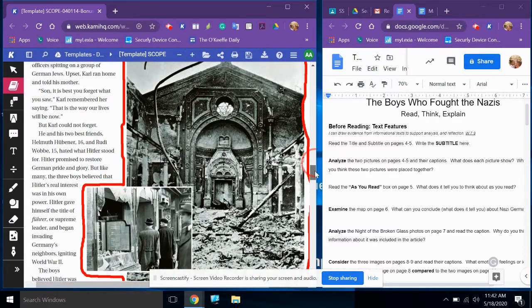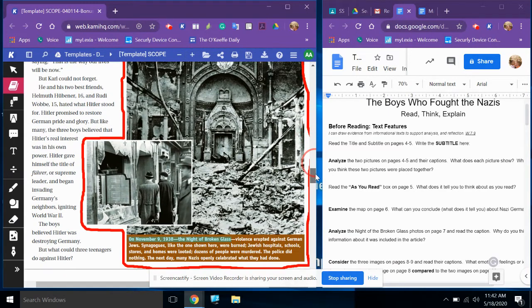We've got another picture. And it says, our next question, analyze the Night of the Broken Glass photos on page 7 and read the caption. Why do you think information about it was included in the article? So why do you think, and I'll give you a little heads up, they don't mention the Night of the Broken Glass in the article at all, other than to include this image.